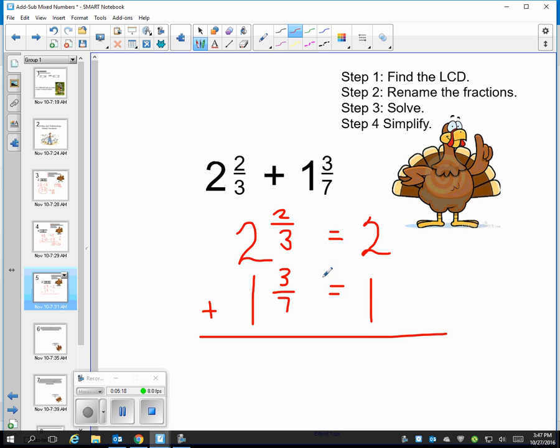I'm going to keep my whole numbers the same. Now I've got to find a common denominator. Step 1 says find the common denominator. So I need a common denominator of 3 and 7. So you're going to list out the multiples of 3 and 7, and you'll find that it's 21.